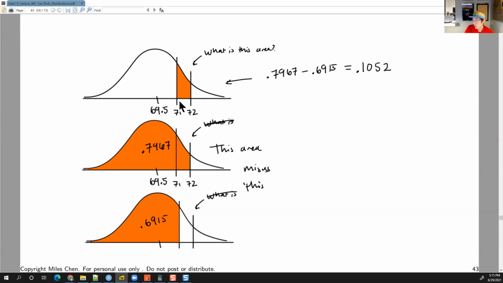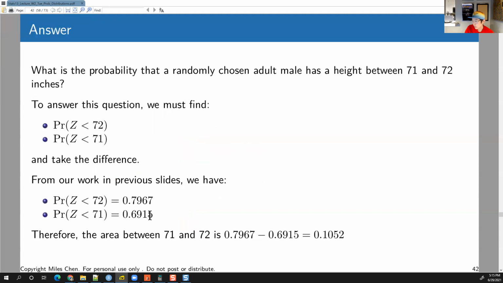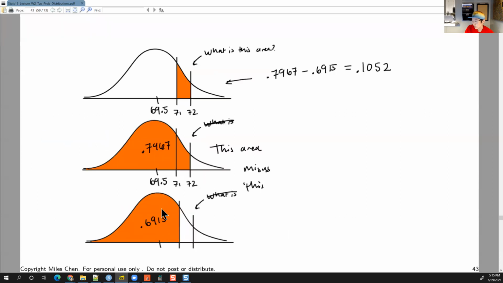And what we want to know is what's the area between 71 and 72. The way we're going to do this is we're going to take the area to the left of 72, which we found earlier on a previous slide to be 0.7967. We're going to take the area to the left of 71, which from our work in a previous slide is 0.6915. This big area minus this area is going to leave us with this slice right here, the slice between 71 and 72.